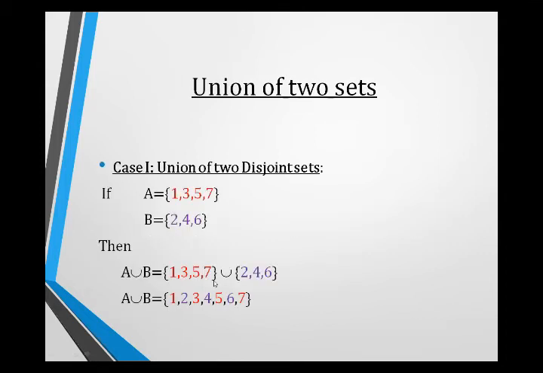Now students, here are some cases to define the union of two sets. Here we have case number 1, which is the union of two disjoint sets. If we have two disjoint sets, then how do we find the union of them? As we previously studied disjoint sets, here I only read the conditions. What are disjoint sets?